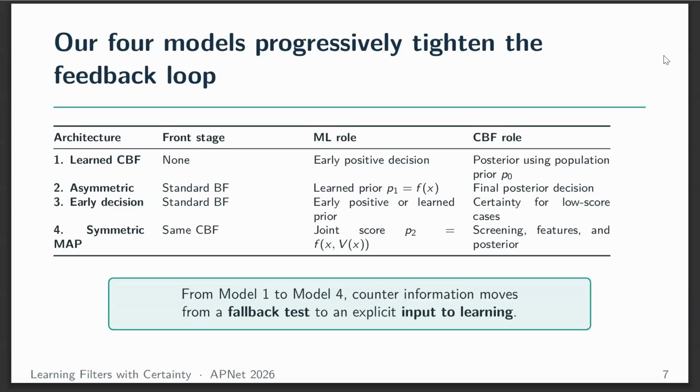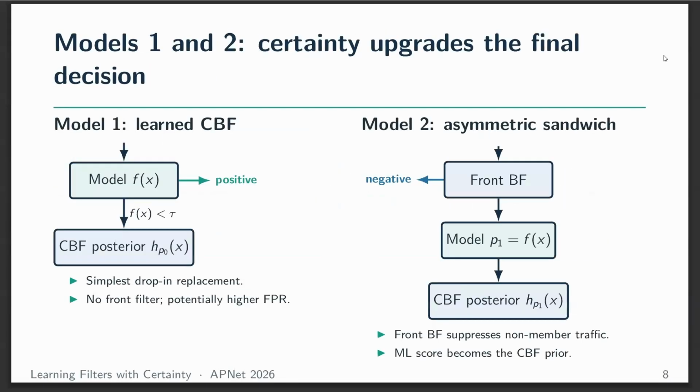The second is the different role of the machine learning model. Either it can provide an a priori probability before accessing the counting Bloom filter, but it can also make an early decision in some of the versions here. And also the role of the counting Bloom filter would be different based on the different models that we will show in the next slides. So these are the first 2 models that we present.